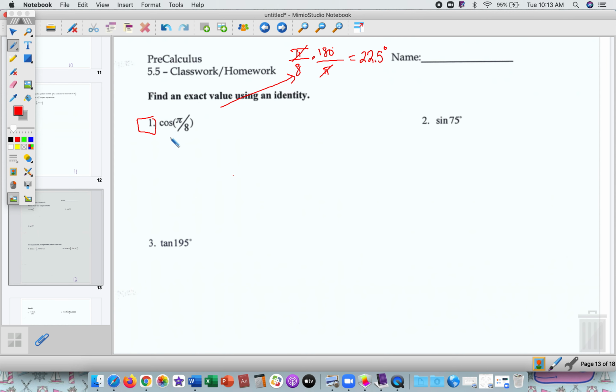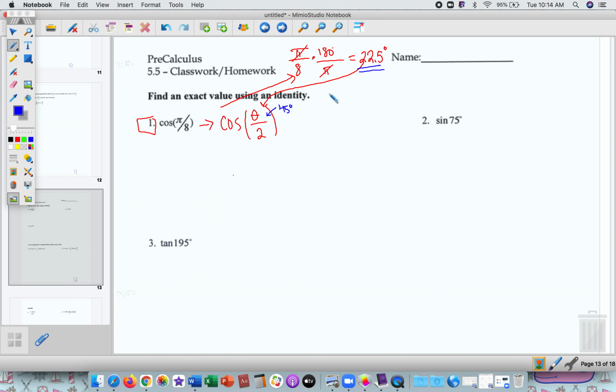So if we come over here, we can ask ourselves, what can we replace theta with so that we end up with a value inside the parentheses that would be equivalent to 22.5? We can replace theta with 45 degrees, right? Because 45 divided by 2 is 22.5.